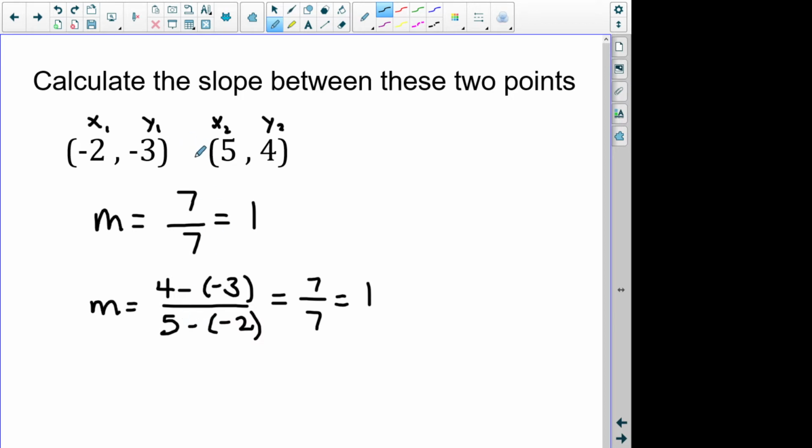For me, it's just simpler if I just visualize going from -3 to +4. That's a change of 7. So I can just calculate that in my head.